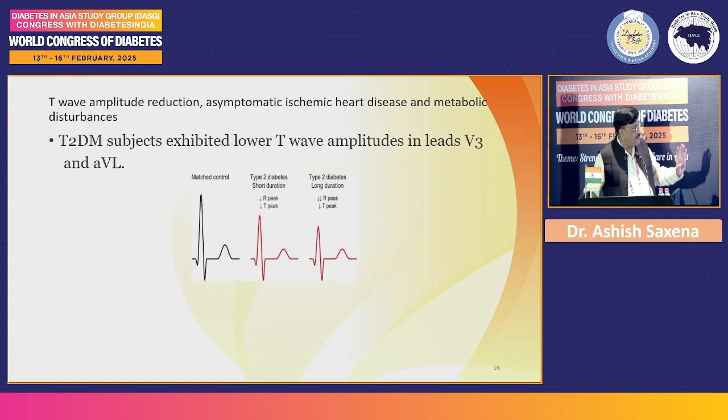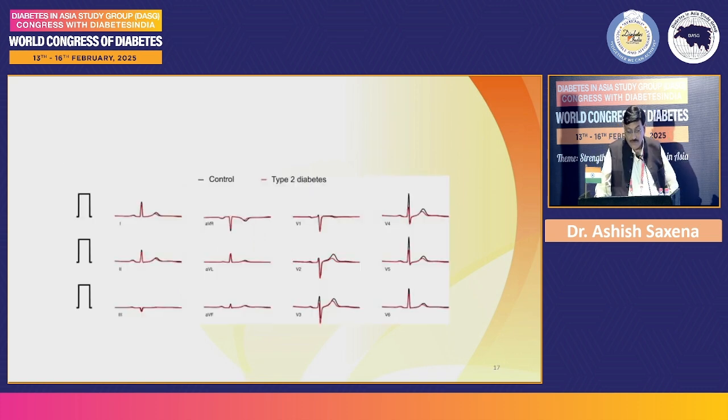Now, the T wave amplitude, if you can just look, this is the matched control T wave in type 2 diabetes, which is of a short duration, and we have type 2 diabetes with a long duration. There is a decrease in the R wave, there is a decrease in the T wave, and further decreases as the diabetes progresses, especially in leads 3 and AVL. These are the subjects which we can see.